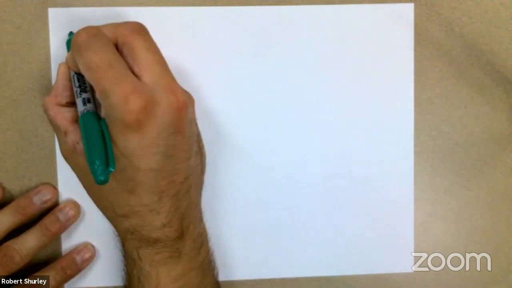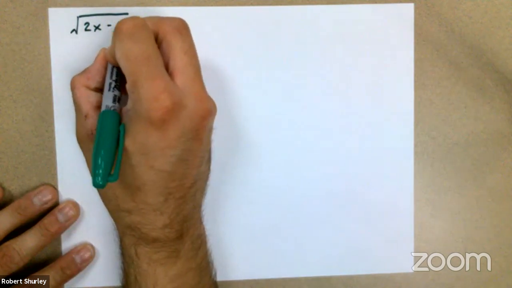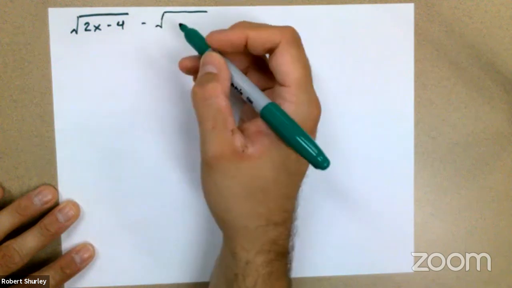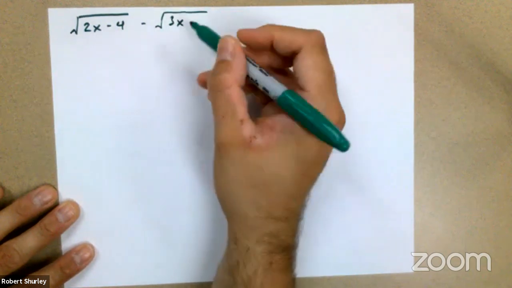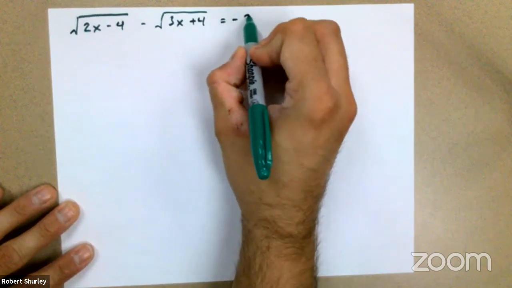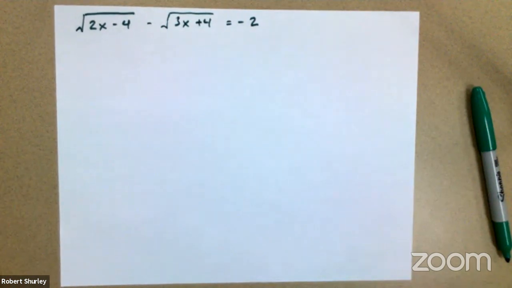So we've got the square root of 2x minus 4 minus the square root of 3x plus 4 equals -2. Now I'm going to tell you, just buckle up because it's going to take a little bit, okay?